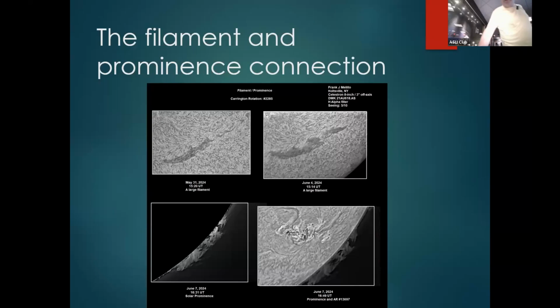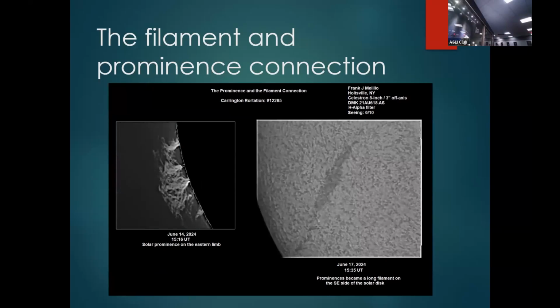So now the next image, the same thing. It's a nice prominence on the limb. Now, as the sun rotates, it becomes like this. So this is just a matter of 3 days from when it's on the limb to when it's on the sun, and you can study how the shape changes over time. So, the filament and prominence connection. This is one of the nicest ways you can do a little research on how the prominences and the filament change as time goes on.